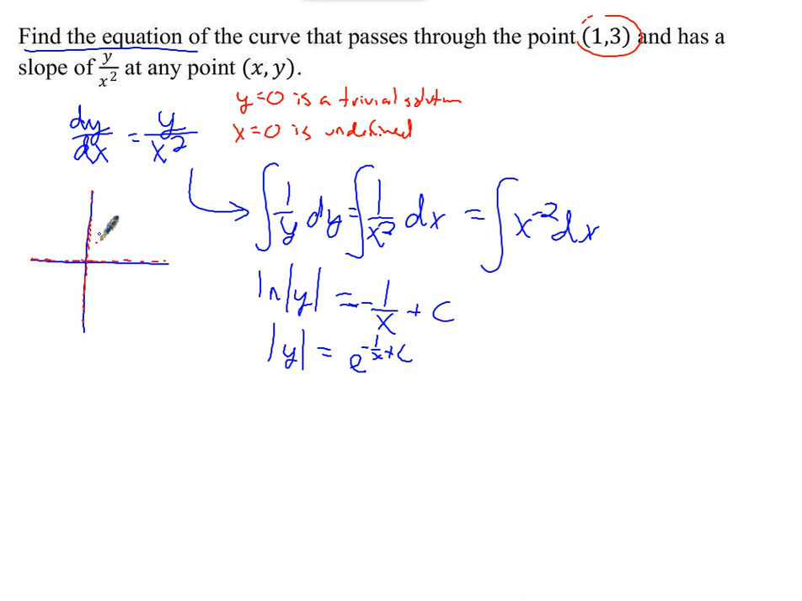Remember this analysis right here. We know that we're going to be stuck in that first quadrant. So there actually is no need for the absolute value here because our y coordinates are always going to be positive. So I do not need the absolute value. y equals, what do I do with this? Okay, so I have what? Times e to the c, which is just c. So I'm going to write c e to the negative 1 over x.